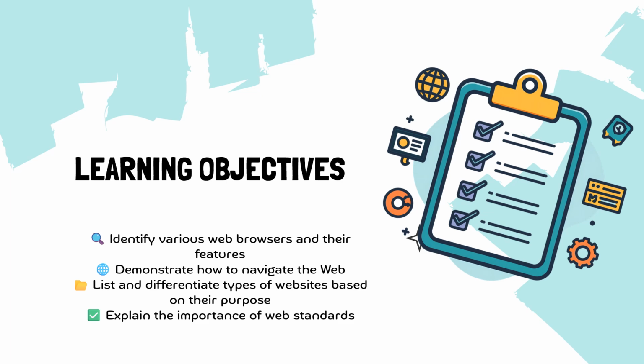So before we begin, let's look at our learning objectives. At the end of this lesson, you should be able to, first, identify various web browsers and their features. Second, demonstrate how to navigate the web. Third, identify and differentiate different types of websites based on their purpose. And fourth, explain the importance of web standards.